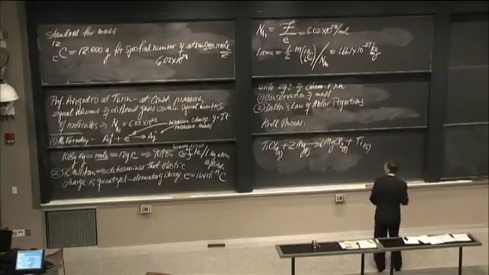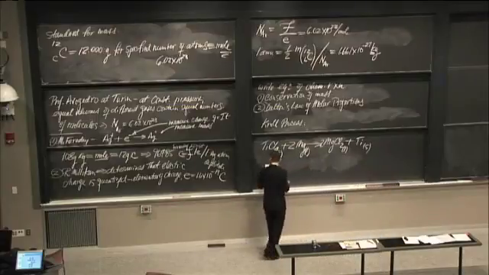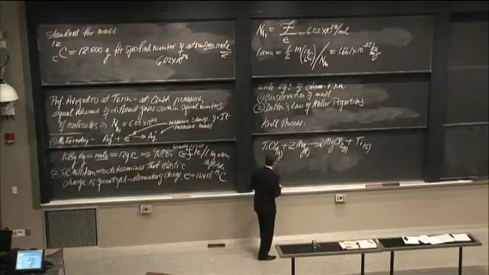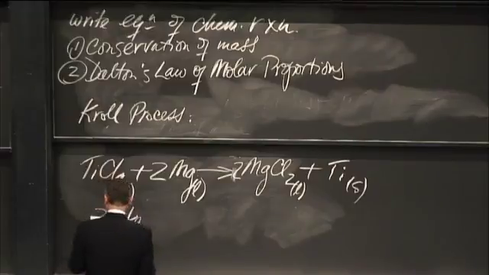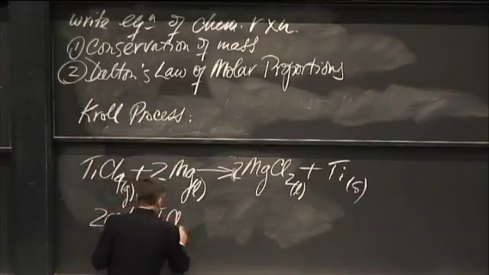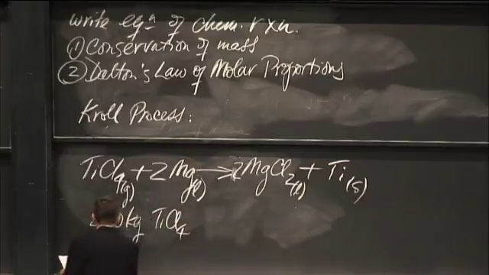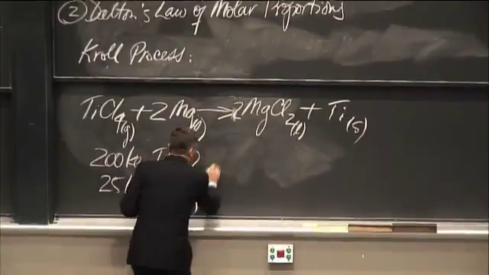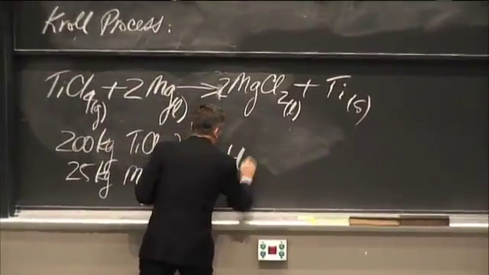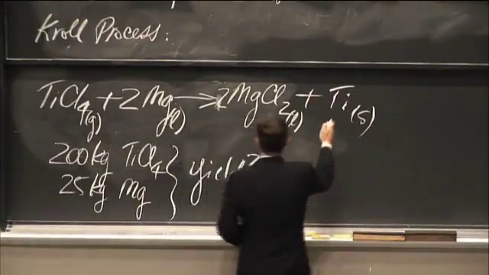So suppose you get hired, and it's your first day on the job, and you're working at Cambridge Titanium, and the boss says, well, let's put in 200 kilograms of Tickle, and we'll put in 25 kilograms of Mag. And the question is, what is the yield? How much titanium are we going to make?